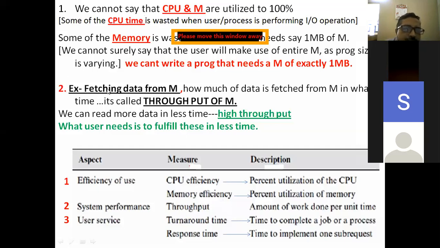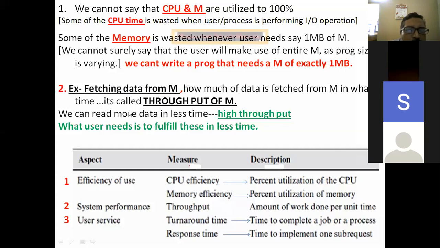Second example, say fetching of data from memory. How much data is fetched from memory is called the throughput of memory. Why? Because here the fetching of data from memory is being measured with respect to time. Whatever parameter is related to the time factor, we call it throughput. For example, for the operation of fetching data from memory, if I am measuring the amount of data fetched with respect to time, then this can be called the throughput of memory fetching.